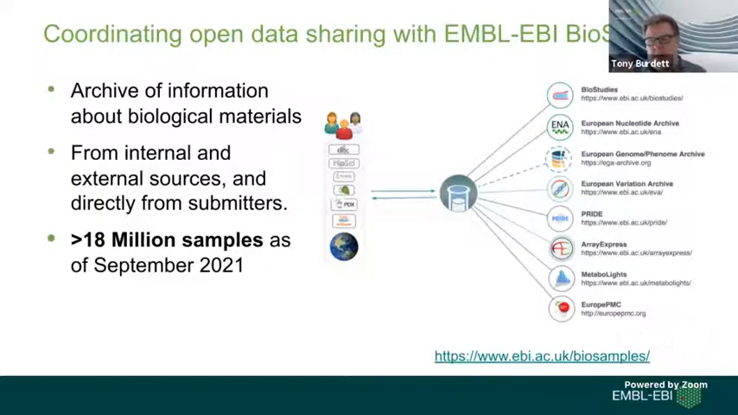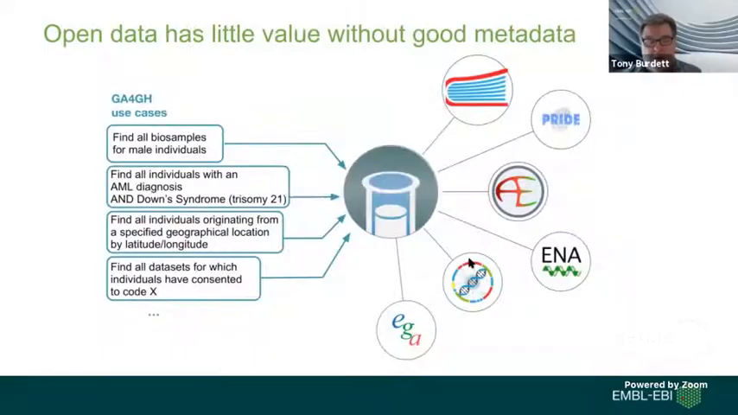In other words, you can say, well, I have sequence that's gone to ENA, I've done a functional transcriptomics experiment, and I want to put that data in Array Express, and I've got the literature that's in the paper that I published in Europe PubMed Central, and I want to connect that across these shared samples. And biosamples will give you the ability to do that. And there are now 18 million sample records in biosamples as of September 2021.